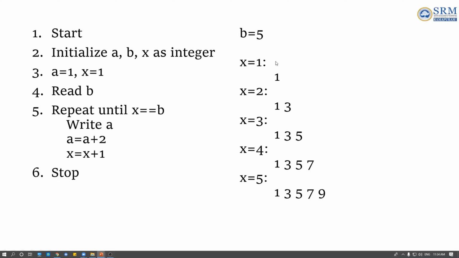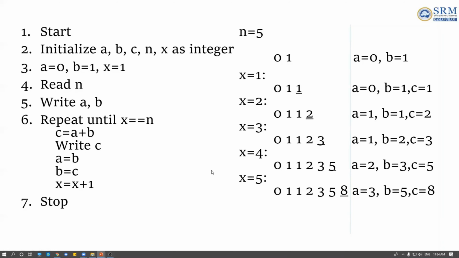The value of x is 1, we would display 1. The value of a increases by 2, and the value of x increases by 1, and it would go on until the value of x is equal to b, and after that the program would stop. So since we'll also be displaying 5 values as we had seen, the 5 values are displayed. And that's the end of this pseudocode for odd numbers.